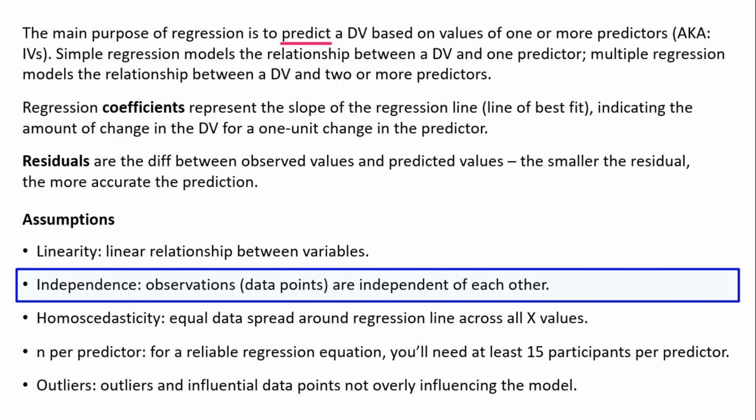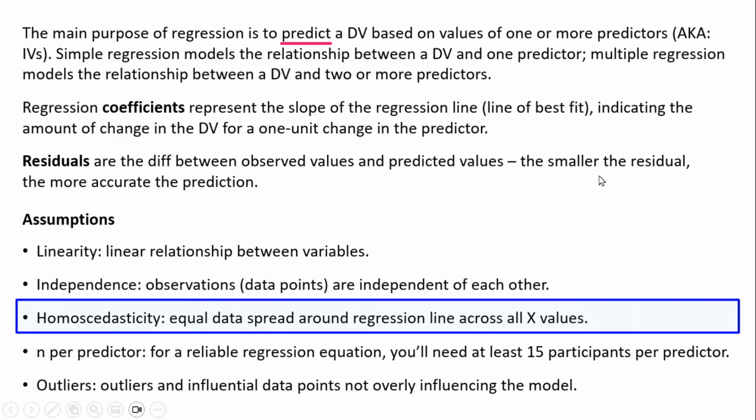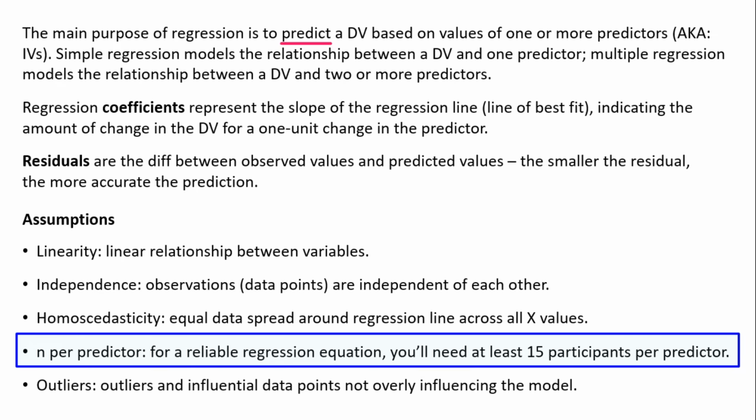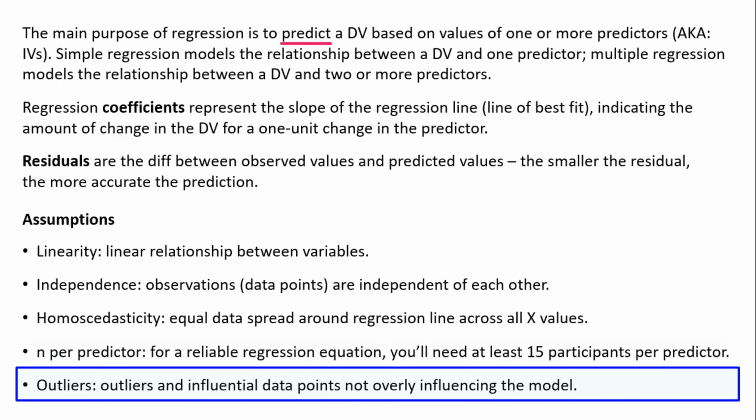Independence. The observations are independent of each other, meaning that each data point is based on a separate individual response. Homoscedasticity. Equal data spread around the regression line across all x values. N per predictor. For a reliable regression equation, you'll need at least 15 participants per predictor. Outliers. Outliers and influential data points are not overly influencing the model.